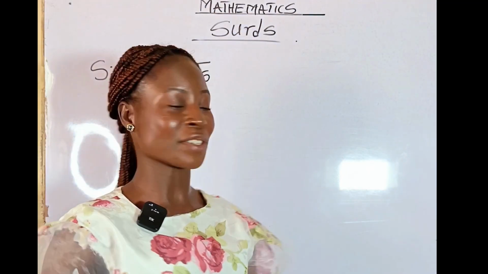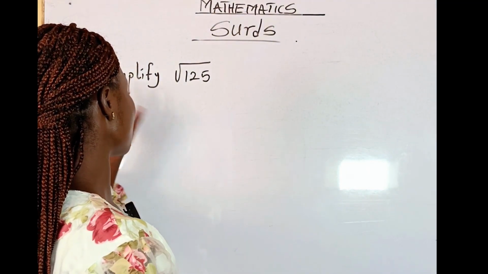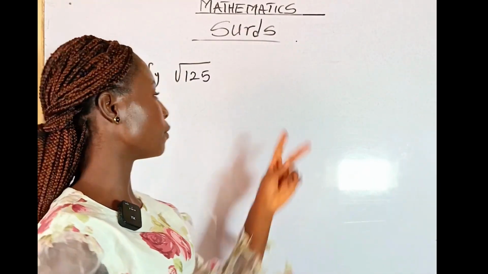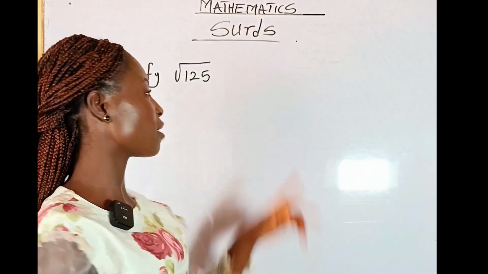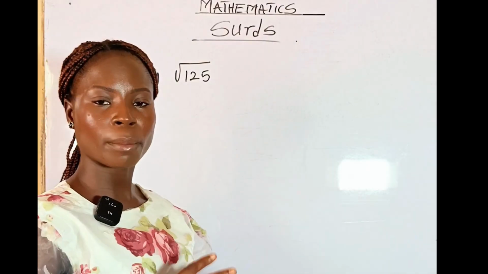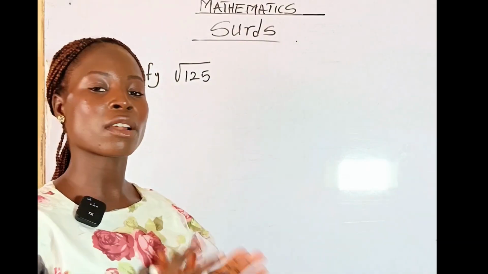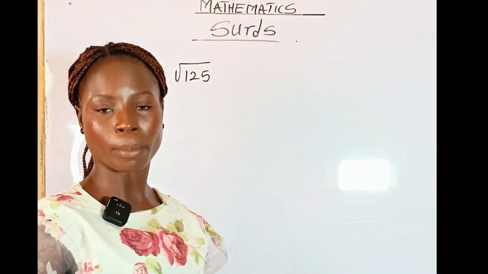Hello everyone, in this video I'm going to be solving this question. It says simplify the square root of 125. To do this, I'm going to be looking for two numbers that will be multiplied together to give me 125. One of the numbers must actually be a perfect square and the other one is not a perfect square. A perfect square is that number that you get when you multiply a whole number by itself.